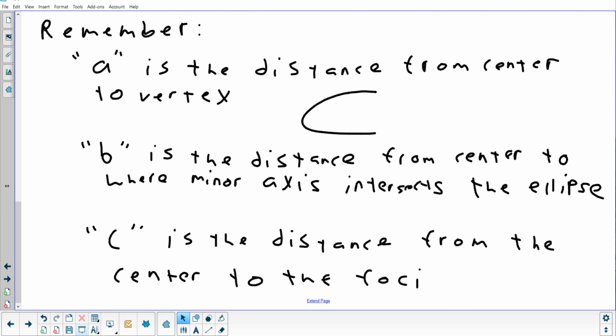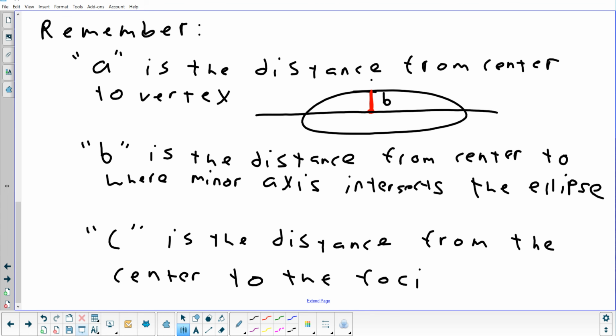So, if that's my ellipse, and the distance from here to here is B, what's the width of my ellipse? I can put these in, like this. That's B. Yep. 2B. The width of the ellipse is 2B, and the length of the ellipse is 2A. That might come in handy for something.